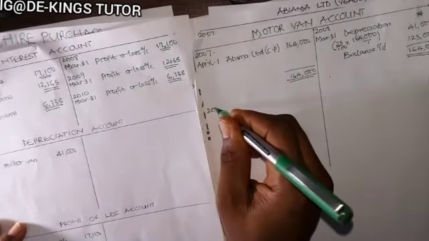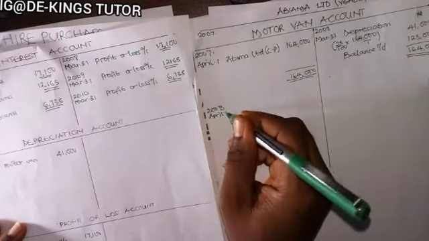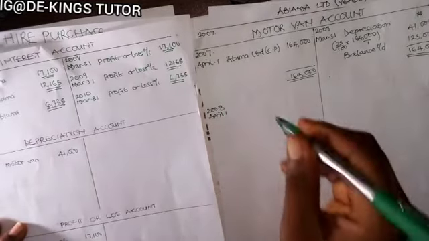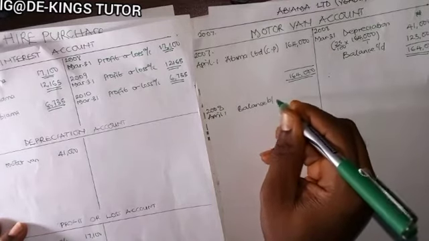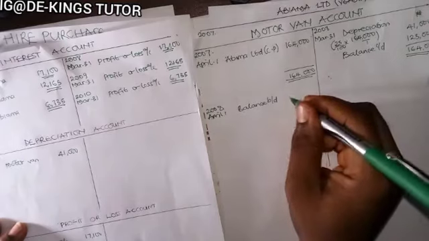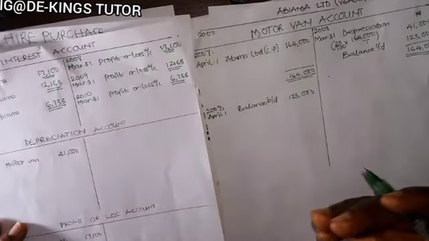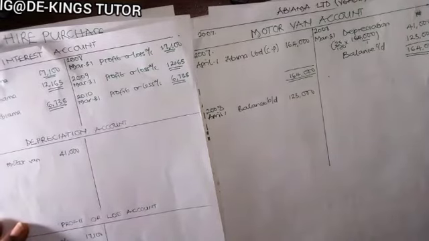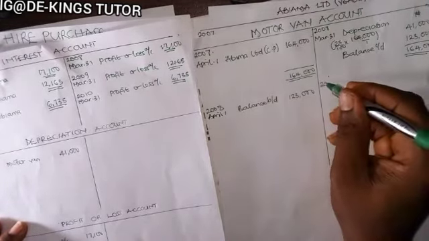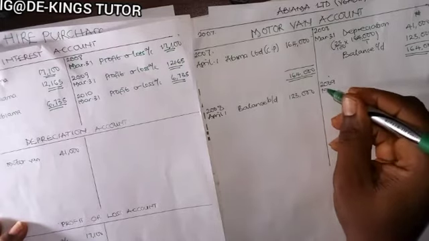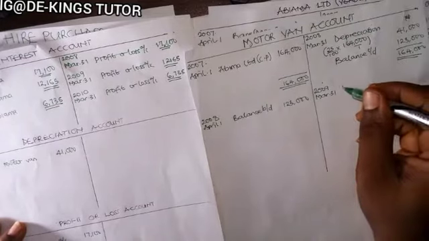So we have 2008 April 1st. Balance brought down of 123,000. Now it is not straight line, it's a reduced balance. It is on the reduced balance. So we'll start again. So it will now be 2009, March 31st, the next year for the depreciation.